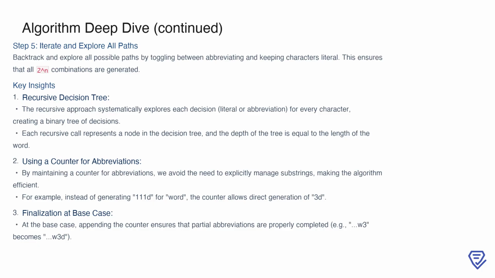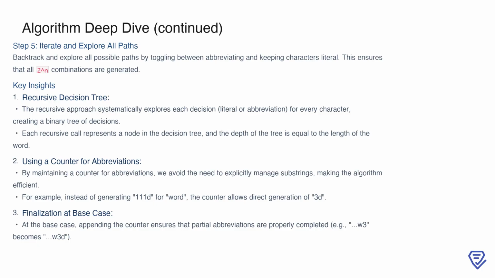Each node in the tree represents a decision either to abbreviate or to keep a character literal. The depth of the tree corresponds to the length of the word, and the leaves of the tree represent the final abbreviations. One key optimization here is the use of a counter for abbreviations. Instead of explicitly building substrings, we simply track the length of the abbreviation using the counter. This makes the algorithm more efficient and avoids unnecessary string manipulations.